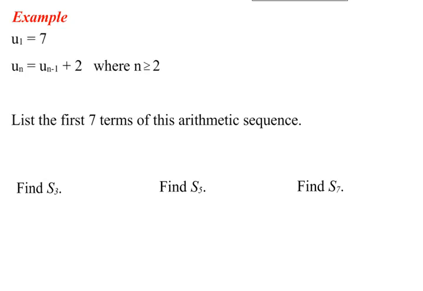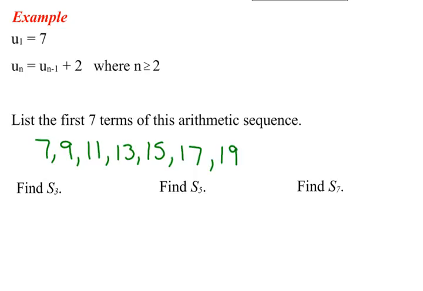Okay, so let's do that. We know the first term is 7. To get the next term, we're going to add on 2. So we have 9, then we add 2 again and get 11, then 13, 15, and 17, that's 6 terms, 19. What are the first 7 terms of that sequence?